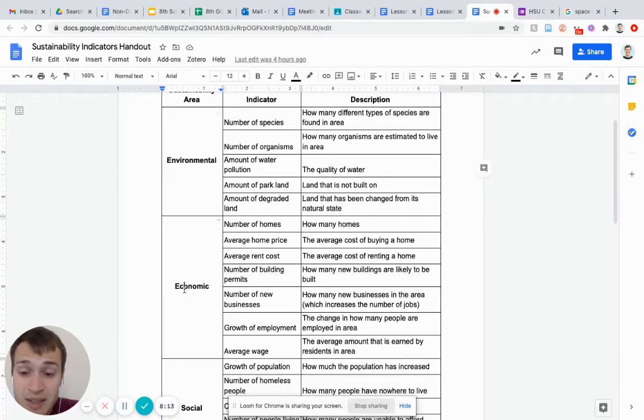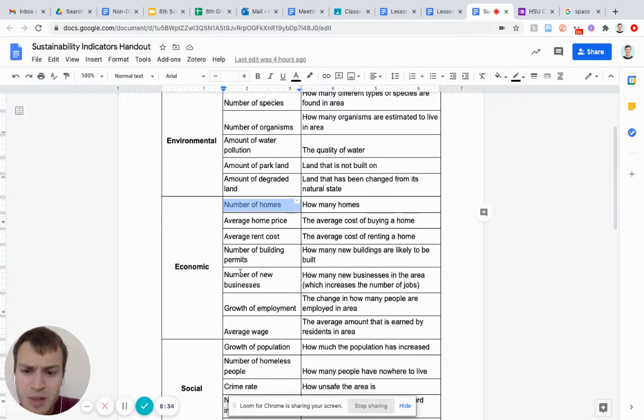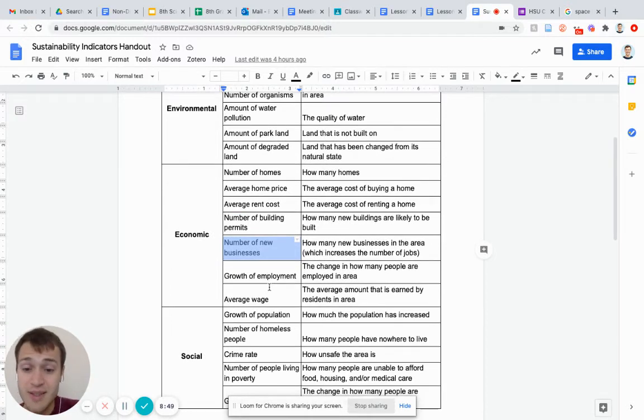Some economic indicators could be number of homes. So if an area has lots of homes and it's building new homes, then that means that people have enough money to own their own home. They don't have to rent anymore. So usually that means the local economy is pretty healthy. Another example could be number of new businesses. So if a local economy has lots of new businesses, then that means it's probably healthy because people have enough money to start new businesses, and there's demand for new businesses.